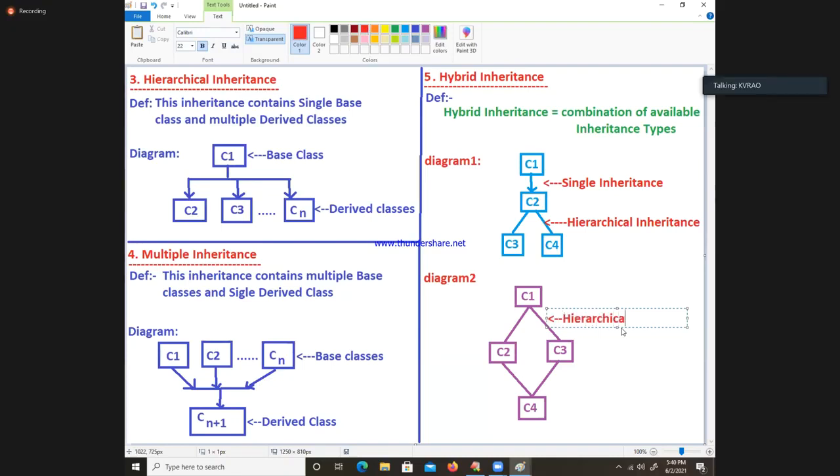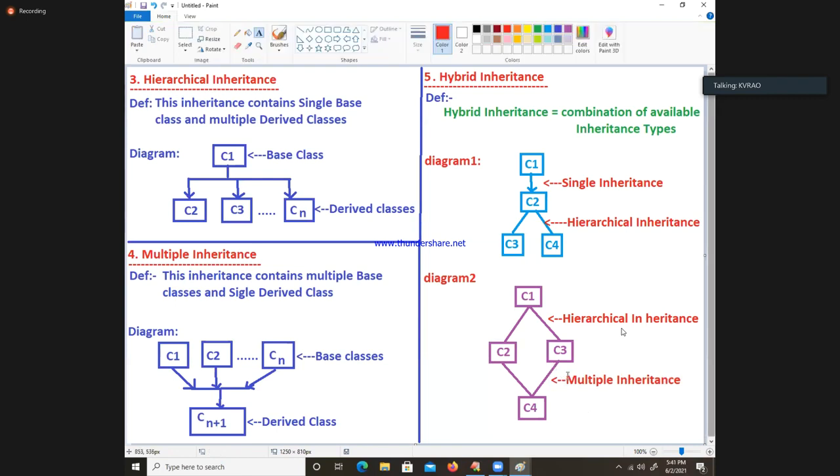Hierarchical inheritance. Okay, hierarchical inheritance. Now next, coming to this part, what is it called? Multiple inheritance. This part is called multiple inheritance. I hope that two combinations are there.